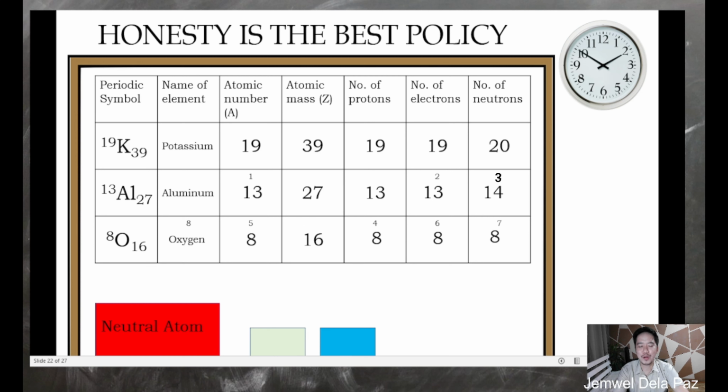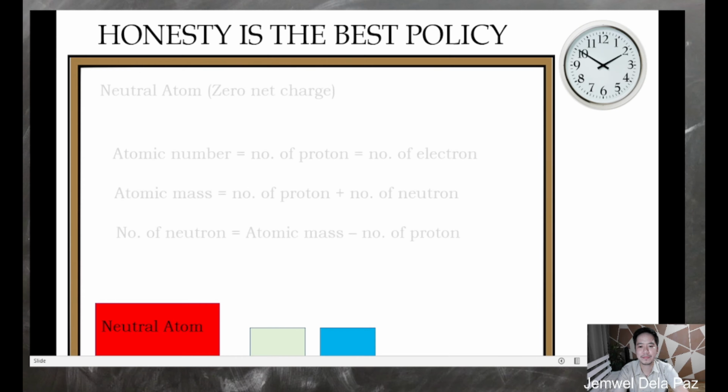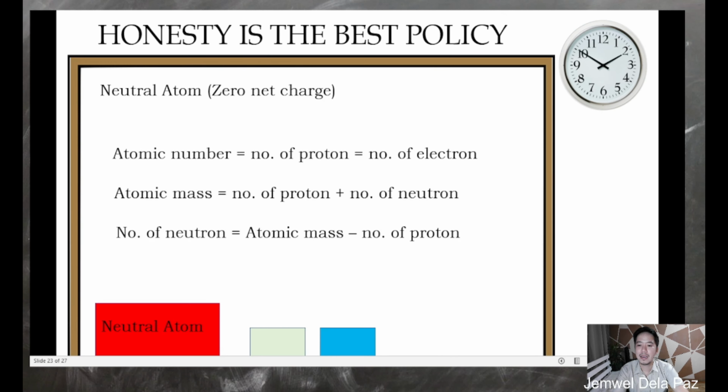I am glad you were able to complete our table. Please remember the following notes. Atomic number of a neutral atom is equal to the number of protons and number of electrons. Atomic mass of a neutral atom is the sum of the number of protons and number of neutrons. To get the number of neutrons, all you have to do is subtract the atomic mass by the number of its protons.